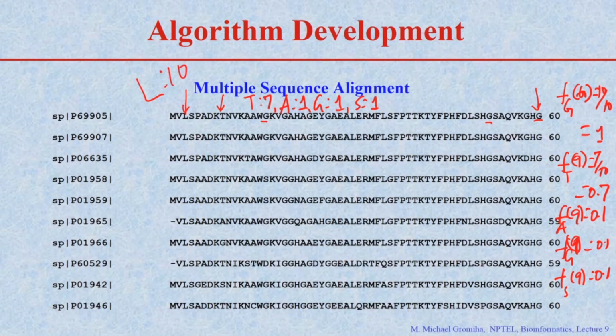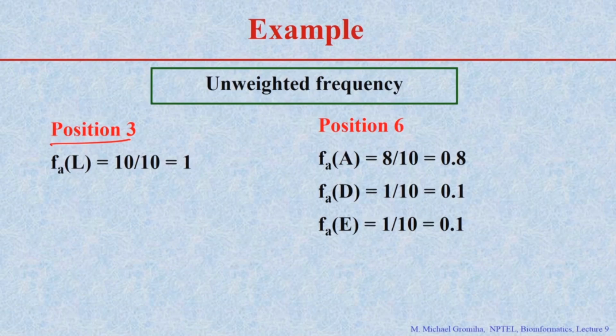If you take position number 6, alanine 8 times, D 1 time, E 1 time. So now we get the frequency. So f of A equals 0.8, f of D equals 0.1 and f of E equals 0.1. If we take position number 3, occupied only by leucine, the preference is 10 by 10, which is equal to 1.